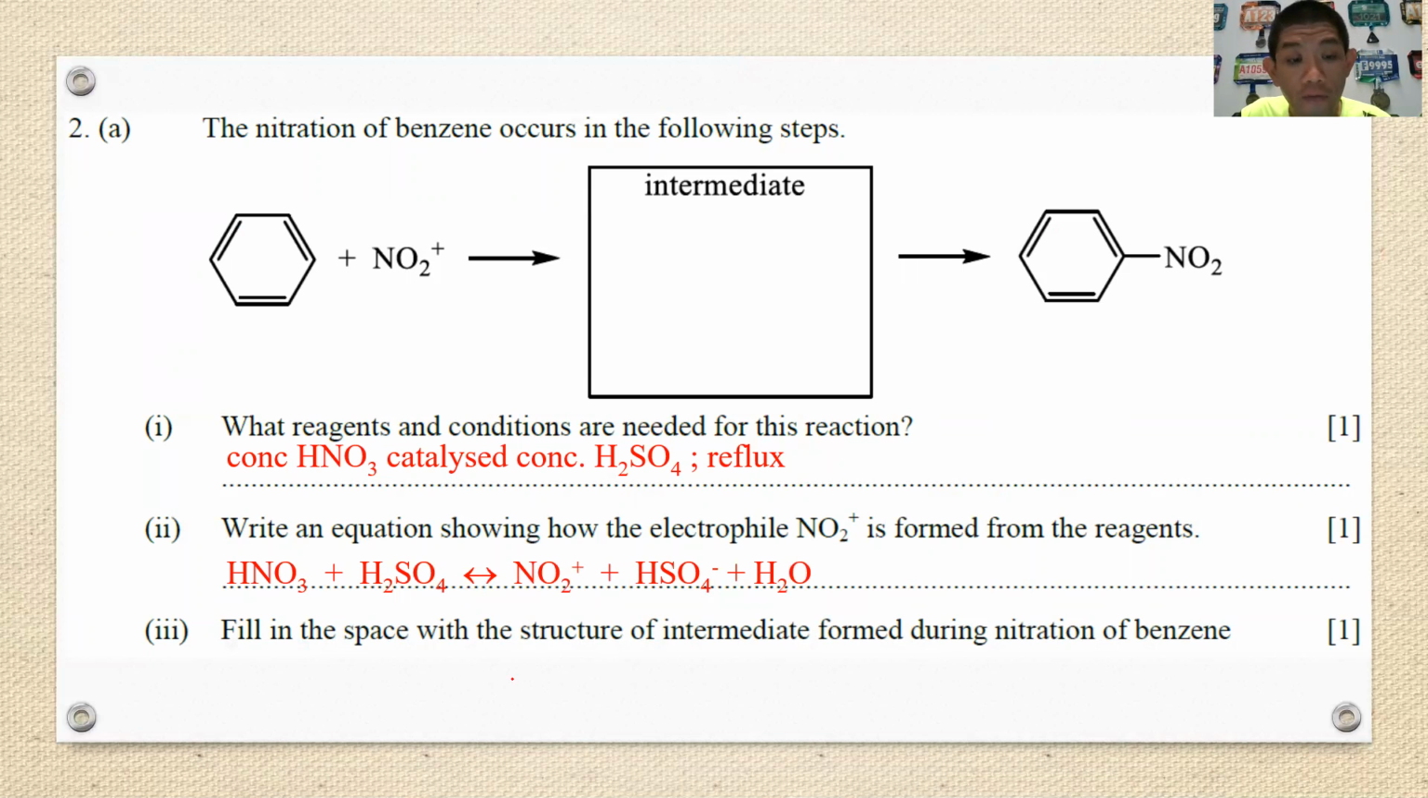Number 3, fill the space with the structure of the intermediate formed during the nitration. You have to know by yourself that when the double bond attacks the nitronium ion, the intermediate formed is this structure. So you form H and NO2. Because this is between 2 carbons, one of them takes the positive charge and the other takes the whole NO2. In this case, this carbon takes the positive charge and this carbon takes the NO2. At this moment, H is not yet eliminated, so the H must be there. This changes from trigonal planar to a tetrahedral structure.